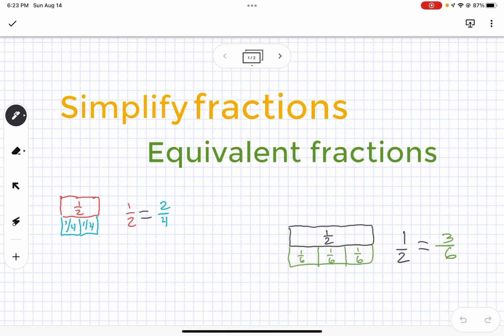As promised, this video is going to go over simplifying fractions, which when you simplify them, you are basically creating equivalent fractions, or at least identifying them. Let's go over some conceptual understanding of fractions in general and of equivalent fractions, and then we'll go into some strategies for simplifying them.